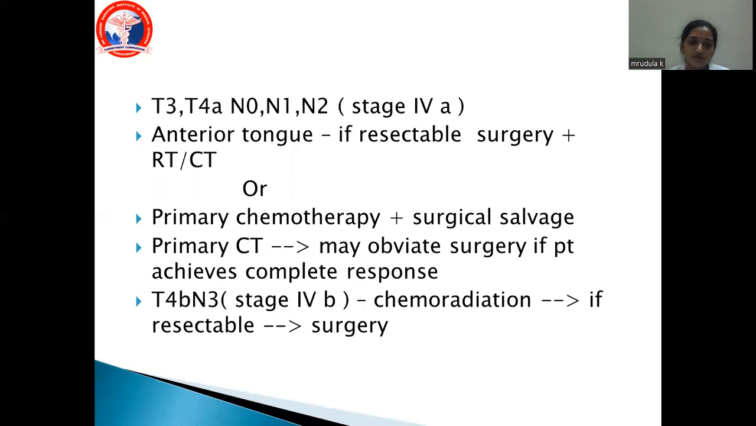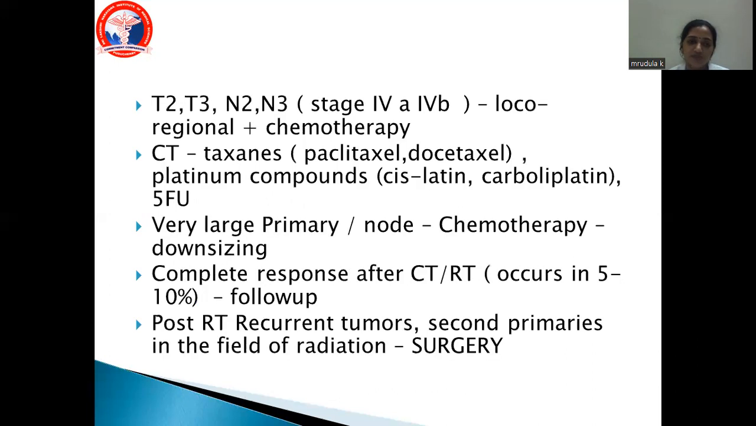Okay, then T4B and N3, that is stage 4B disease, you better go for chemoradiation therapy. If after therapy it is resectable, you can go for surgery. So stage 4A, 4B, you have to go for locoregional therapy plus chemotherapy. Chemotherapy is given by paclitaxel, docetaxel, platinum compounds. And when there is a very large primary tumor or node, you have to go for chemotherapy initially for downstaging.